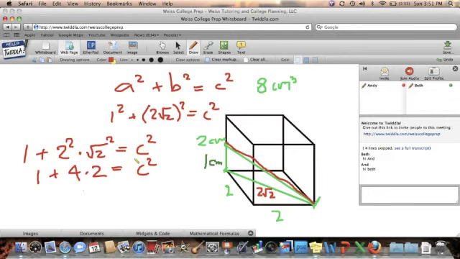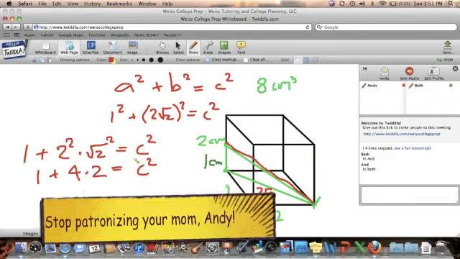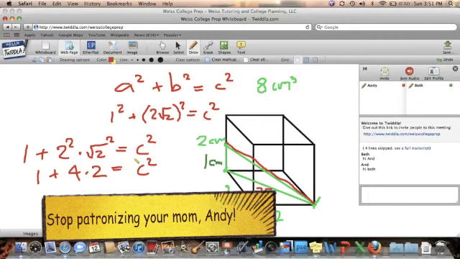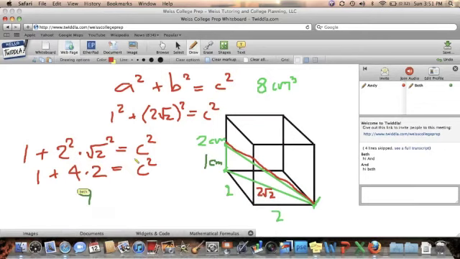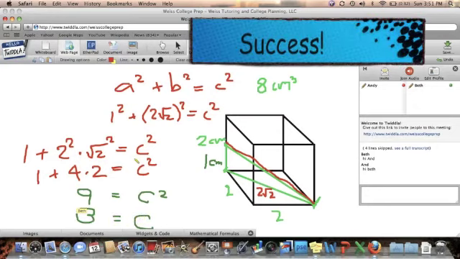Correct. Do you want to write an equation? You know what 4 times 2 is, right? I mean, that's easy. So this is 9. That's 9. Over there you have 9 equals c squared. And would you like to add the piece de resistance and tell us what C is? Yes, I would. Here we go. C equals 3. Very good.